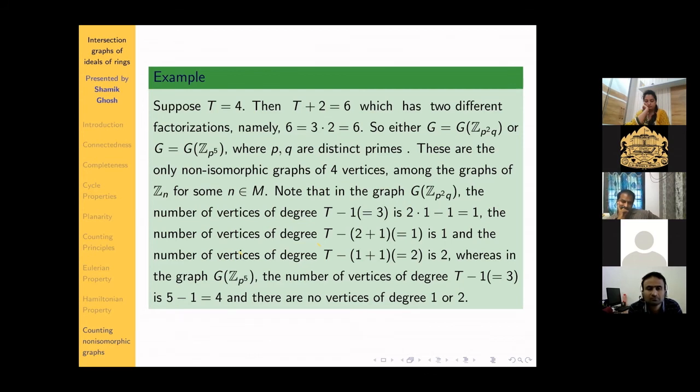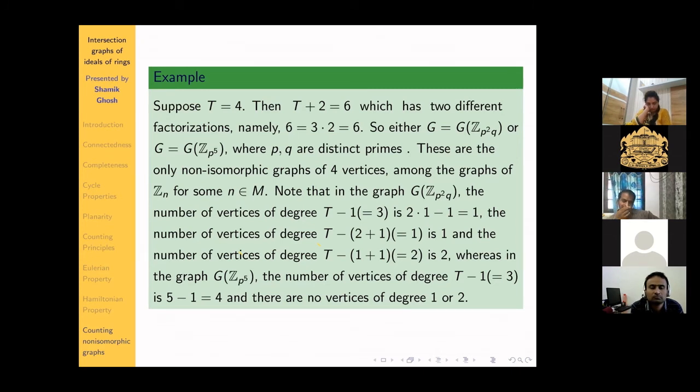So you see that you can remember the total number of vertices was that factor minus 2. So if you take the plus 2, then it is 6. So it amounts to asking in how many ways you can factor 6. And there are only 2 ways to factor 6: 6 itself, and 3 into 2. So you can have only 2 non-isomorphic graphs of vertex 4.